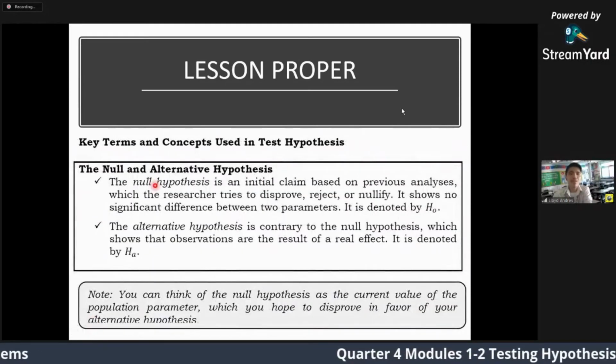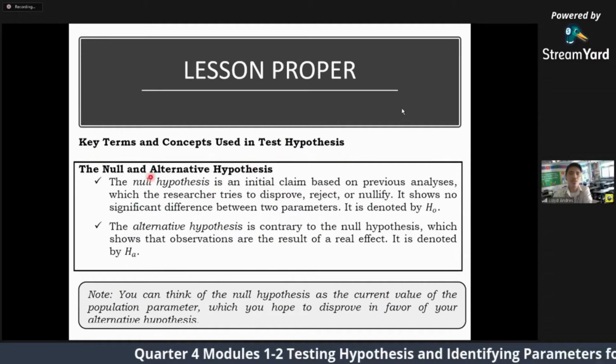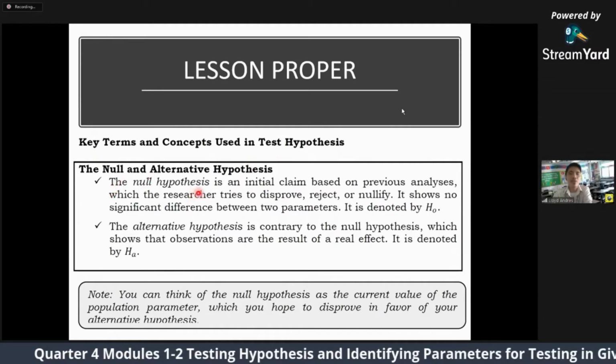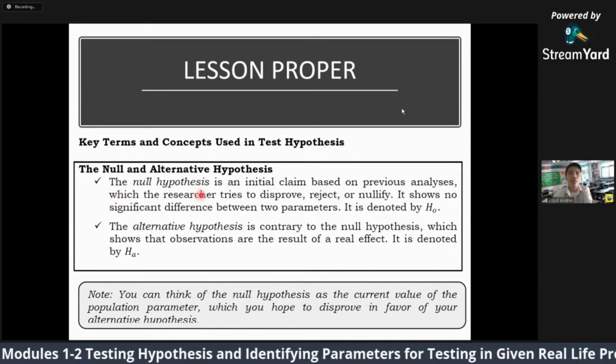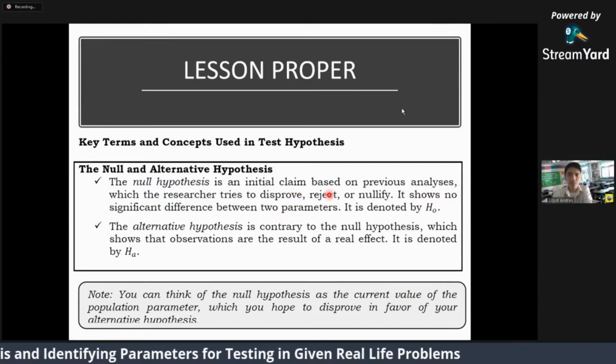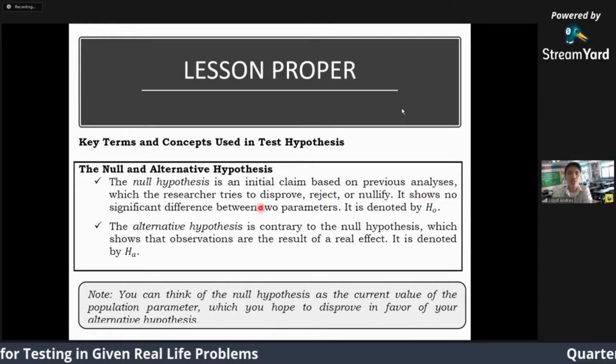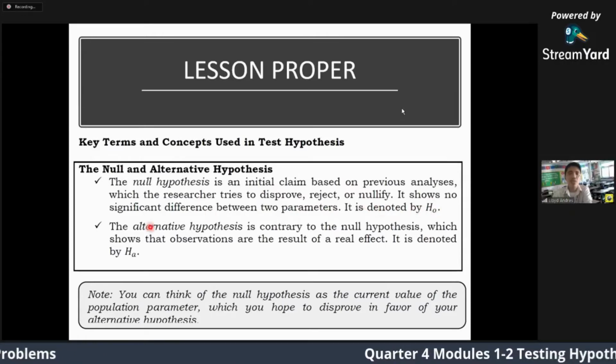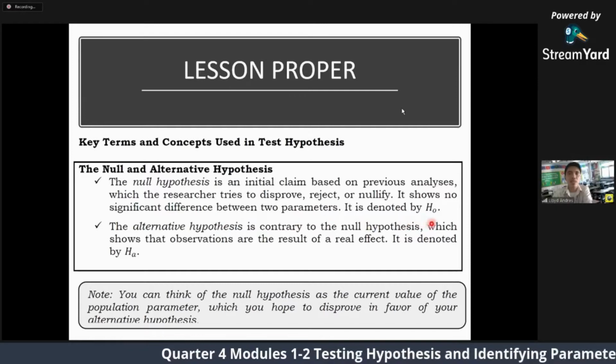So, key terms and concepts used in test hypothesis. So, first is the null hypothesis. When you say null hypothesis actually is an initial claim based on previous analysis, which the researcher tries to disprove, reject, or nullify. It shows no significant difference between two parameters. It is denoted by H sub O.